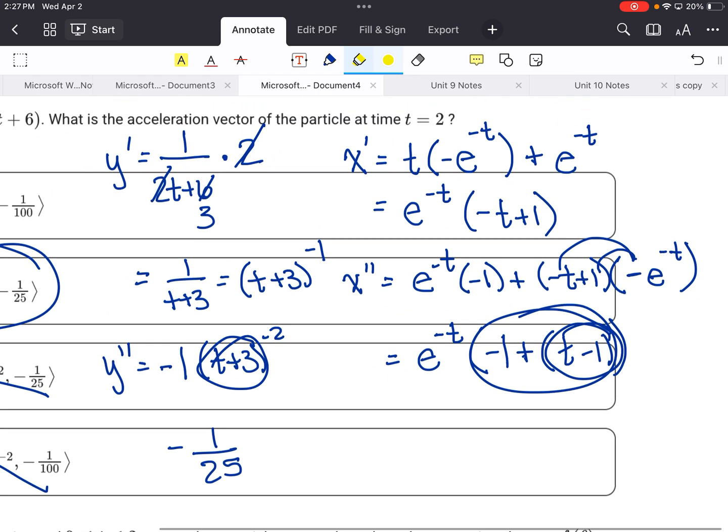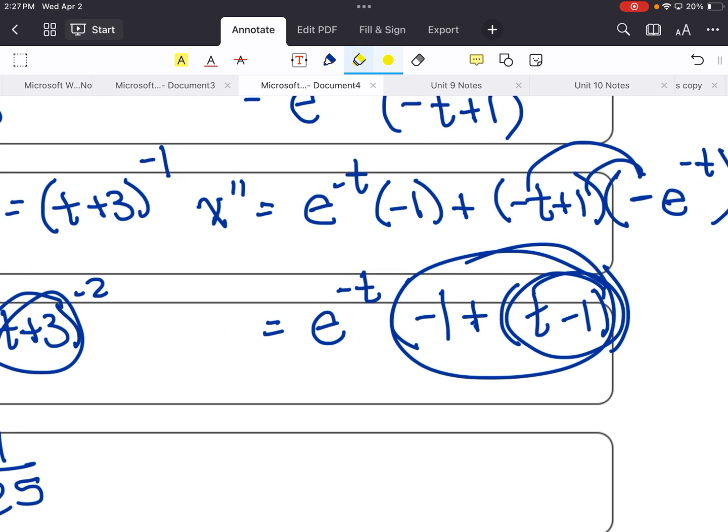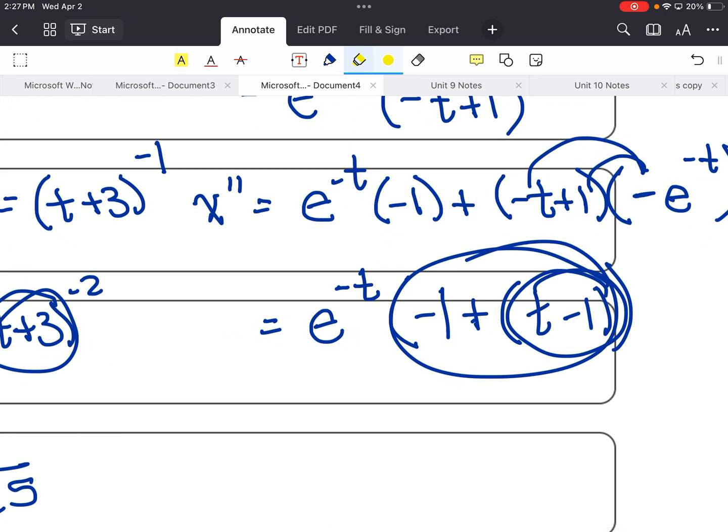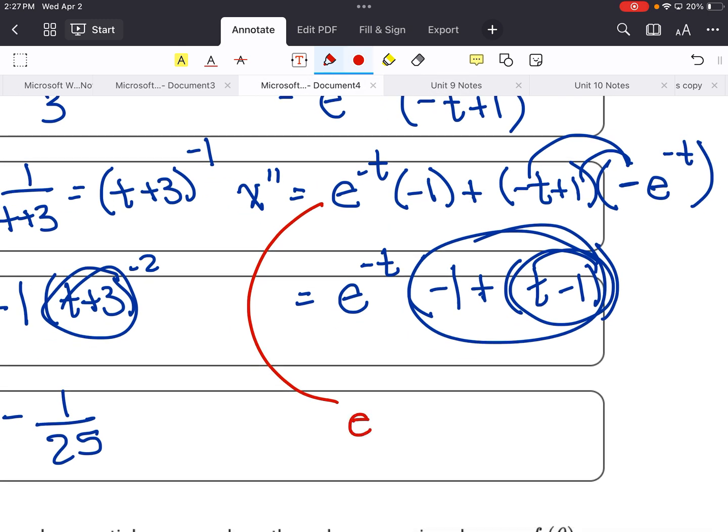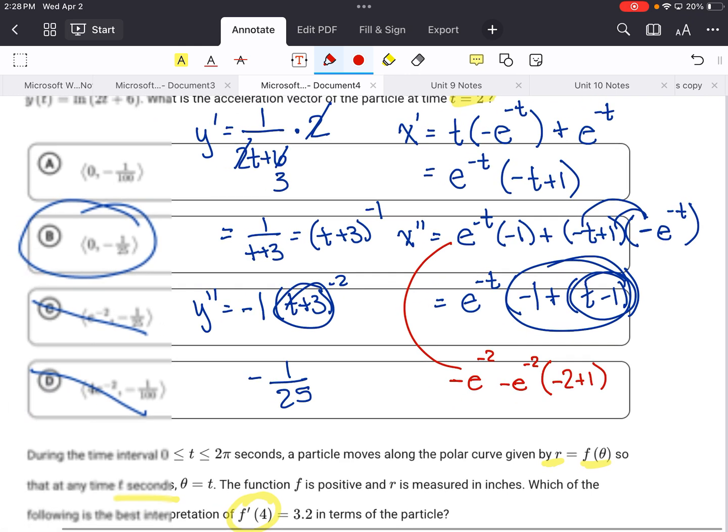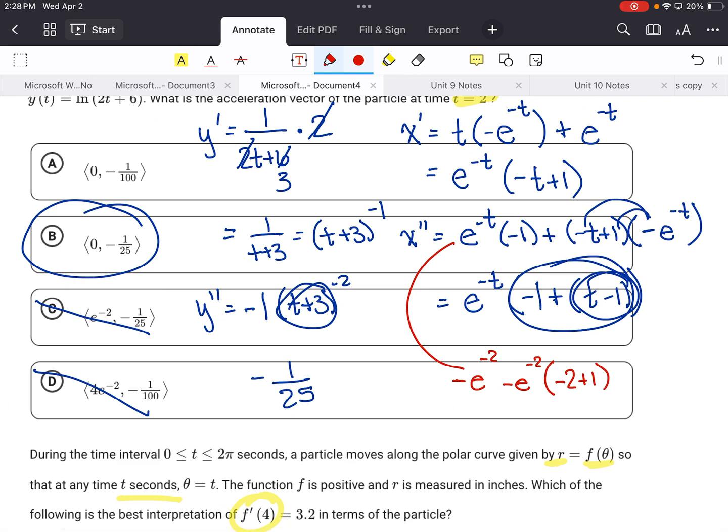But whether you simplify it or not, you need to plug in 2. If I plug in 2 for t, this one, even if I don't simplify it, is going to be e to the negative 2 times negative 1 plus, okay, that's going to be negative, so I'm going to change that to minus e to the negative 2 times negative 2 plus 1. So when you work all that out, negative 2 plus 1 is negative 1 times a negative makes it positive. Oh, those cancel out. That's just 0.